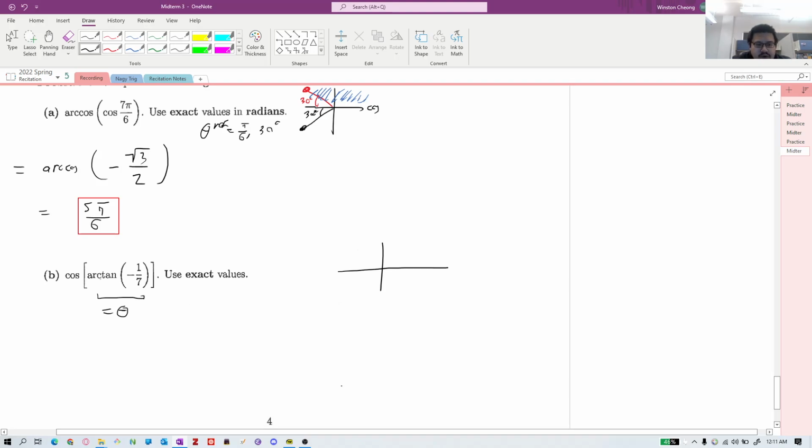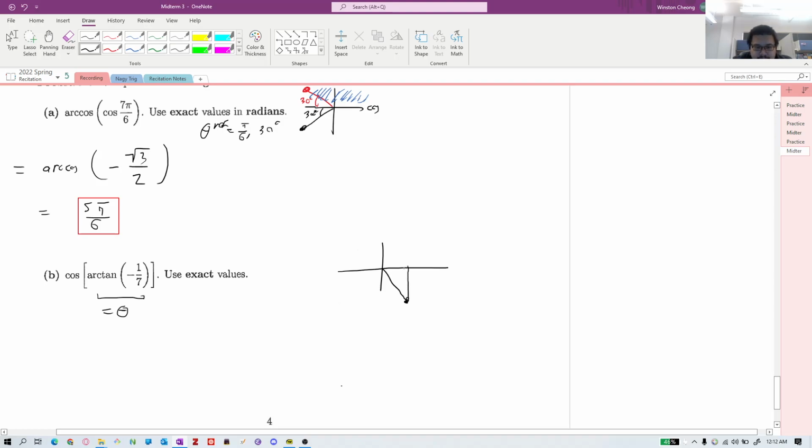And let's think about where this arc tangent is going to live. Which quadrant is it going to be in? So notice that it's a negative, so it's not the first quadrant. So we think, okay, what is the other quadrant that arc tangent sends things to? It's going to be in the fourth quadrant. So we know that the angle that arctan is going to return for us is an angle in the fourth quadrant. It's going to look something like this.